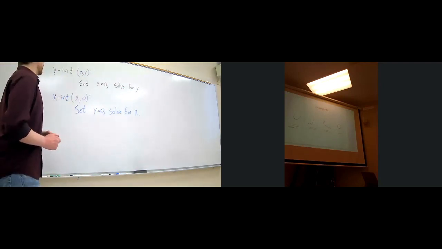Since we have to go through the Y-axis, X has to be 0 to find out what that Y value is. Since we have to go through the X-axis, Y has to be 0 so we can find out what that X value is.